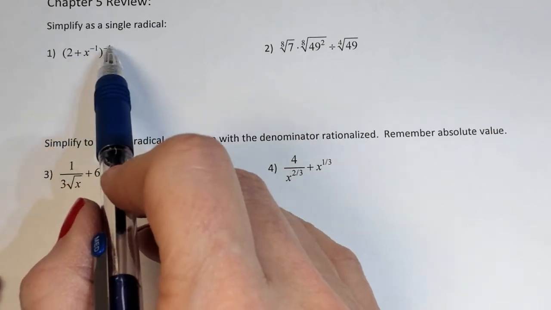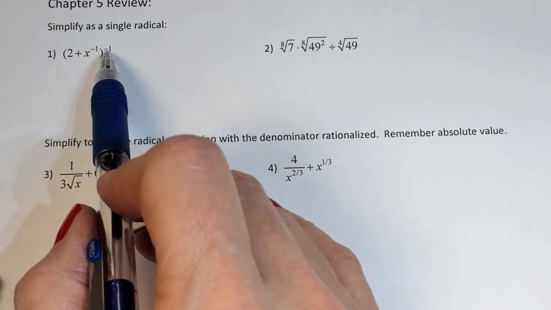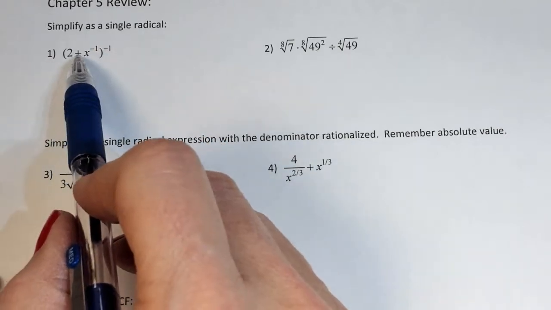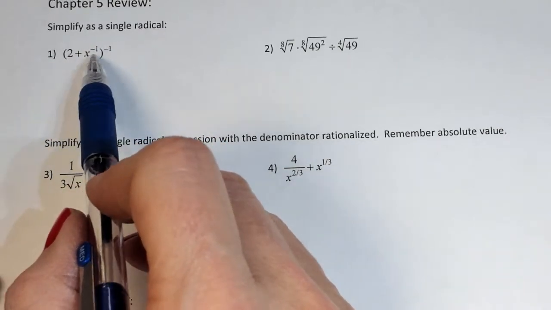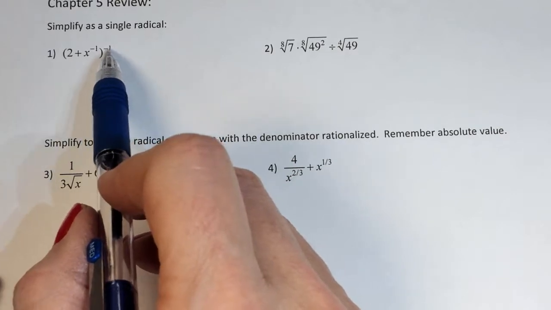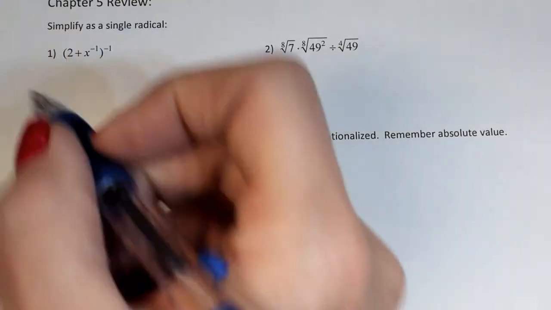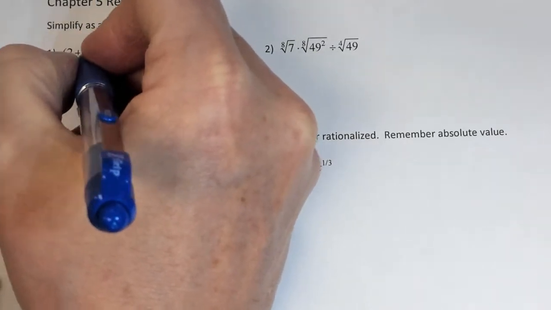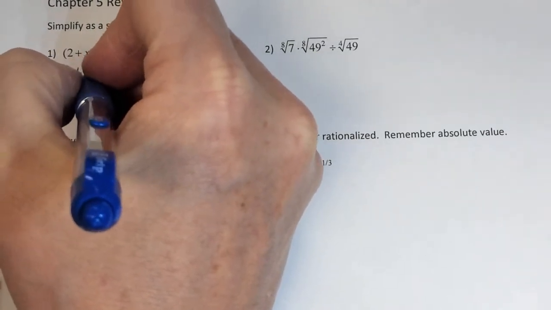You can't just raise this to the negative 1 and this to the negative 1. That's the same thing as when we have something squared. If it's addition or subtraction, you can't just square each one of these. So you can't just raise these to the negative 1. You want to work from the inside out. So this is going to be 2 plus x to the negative 1, which means 1 over x.